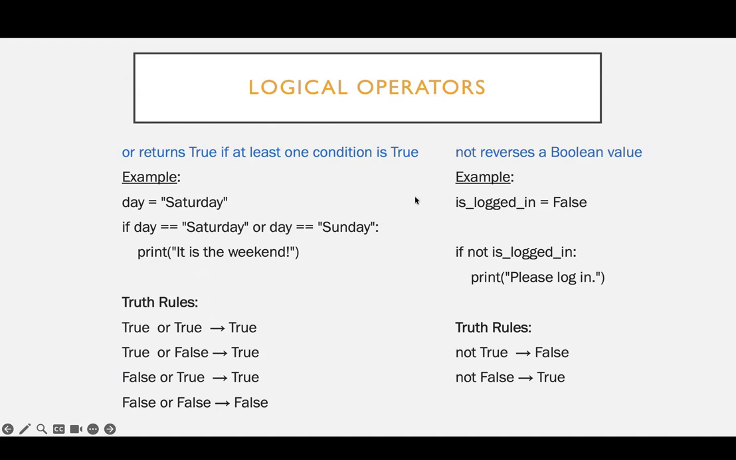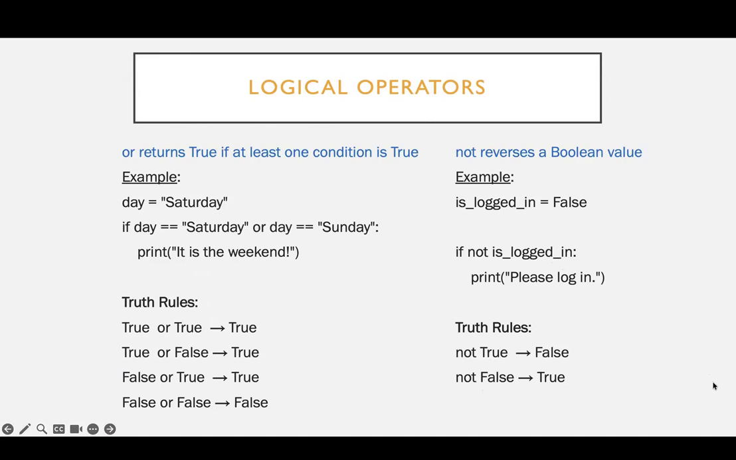The last one is the not keyword. Not basically changes true into false and false into true. It just reverses the Boolean value. Here we're setting a kind of Boolean flag, is logged in equals false. So if the person is logged in, this is saying not false. The negation of false is basically true. So this is saying, please log in if you're not logged in. Not true turns into false, not false turns into true.